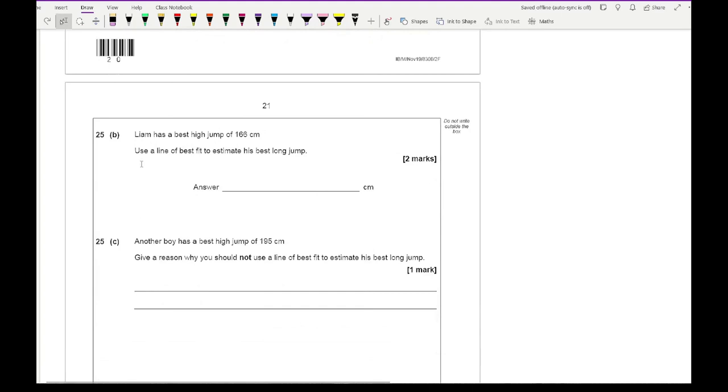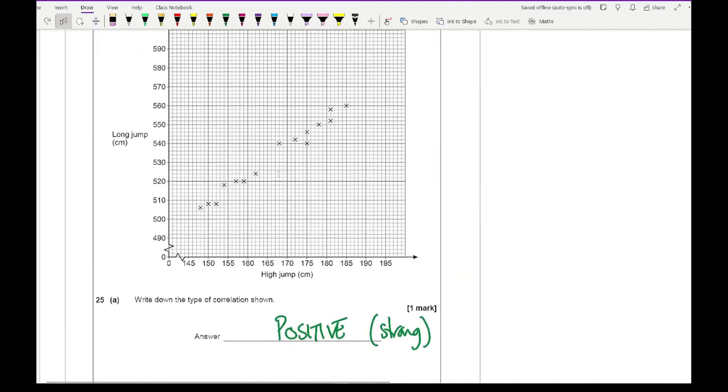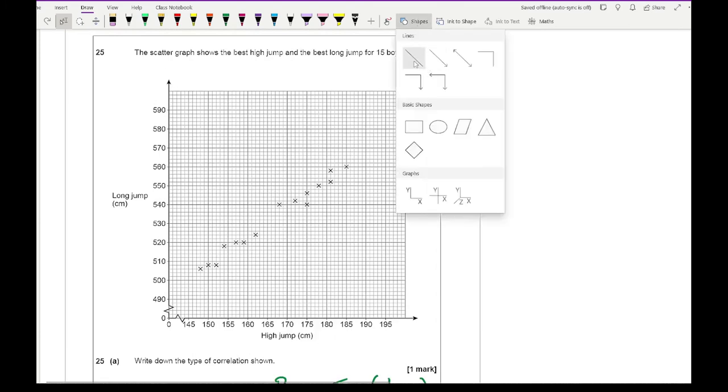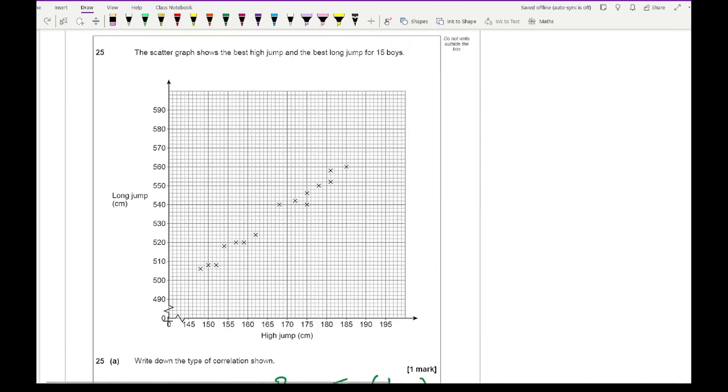Question 25b says Liam has a best high jump of 166. Use the line of best fit to estimate the long jump. So what we need to do first is draw a line of best fit. Now remember that with a line of best fit, it doesn't have to start from zero. You want to draw a line where you've got the same amount of points above the line as you've got below. Now let me just tell you the criteria for drawing your line of best fit first.